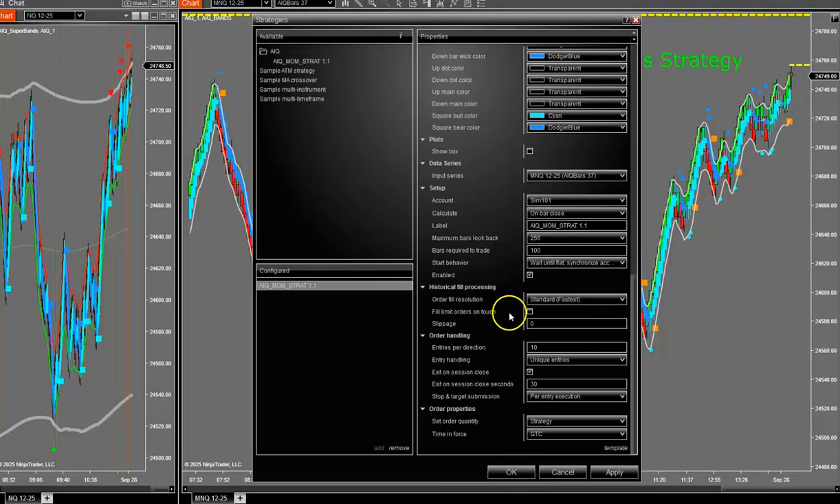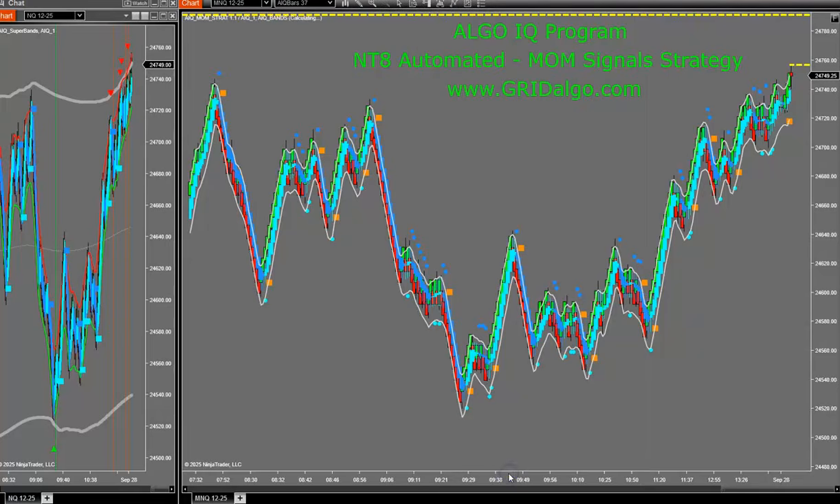So I'll hit OK. I've enabled the strategy. And now the strategy is going to load. We'll let it load. It's calculating. And voila, the strategy is on. Here's what I can do with the features.